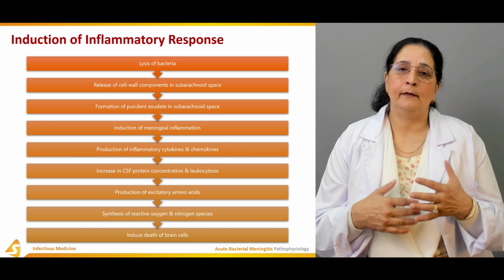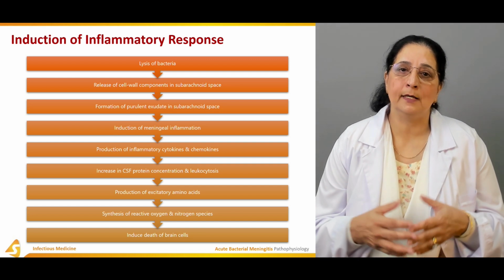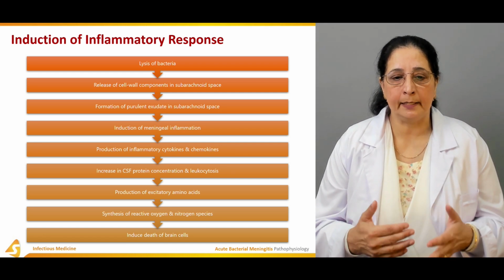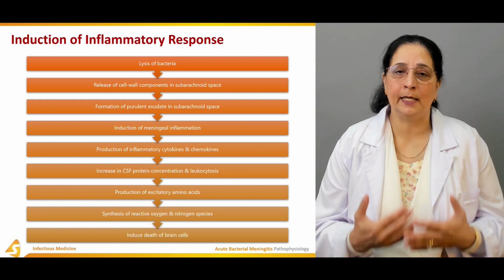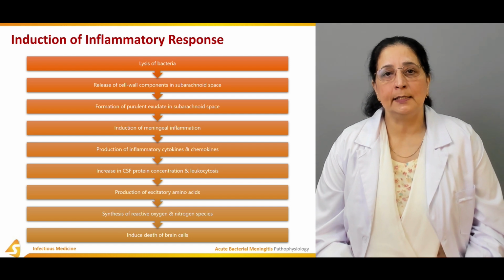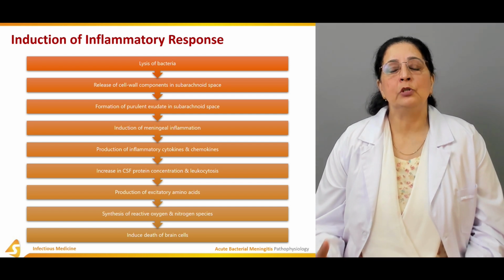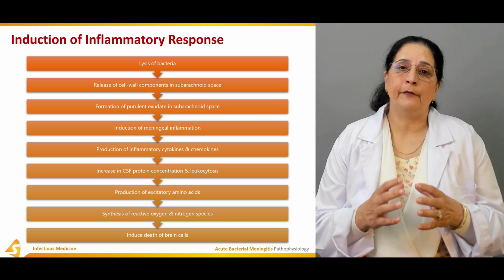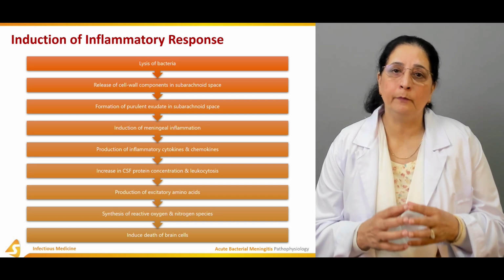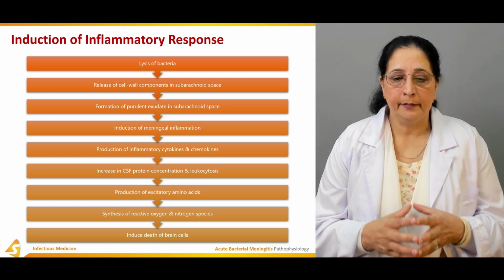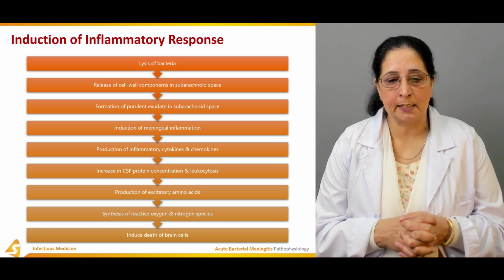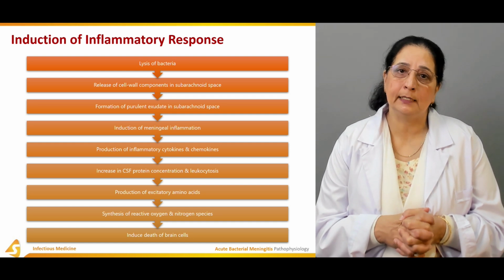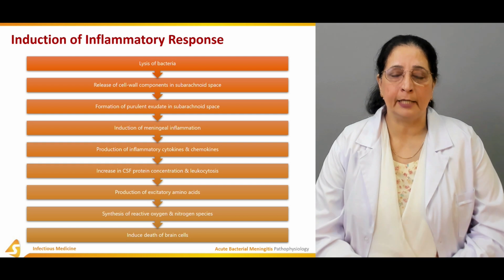One by one, with the death of the bacteria, there is release of these chemicals, and the chemicals like cytokines and chemokines have their effect, and there is an increase in the level of proteins and leukocytosis. White blood cells are increased in the area where there is inflammation, because the function of the white blood cell is to protect the body against different foreign invaders. There is production of amino acids, and there is synthesis of reactive oxygen and nitrogen species, and all that can cause the death of brain cells.